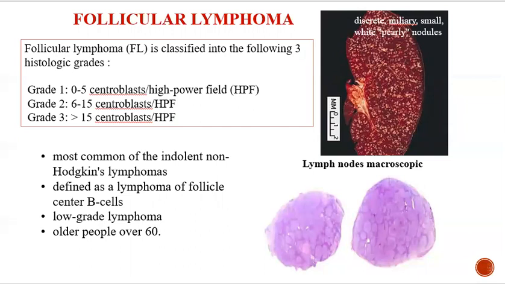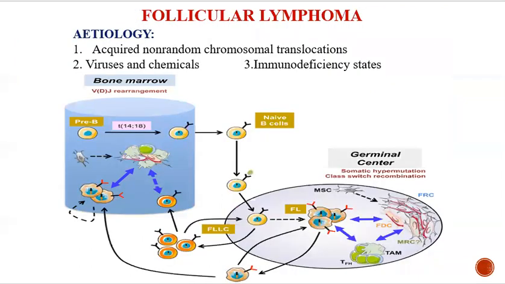The histology is subdivided into three grades, depending on the proportion of small and large cells in the neoplastic follicles. The most common acquired chromosomal translocation in patients with follicular lymphoma is the translocation 14;18, which is found in more than 90% of cases.